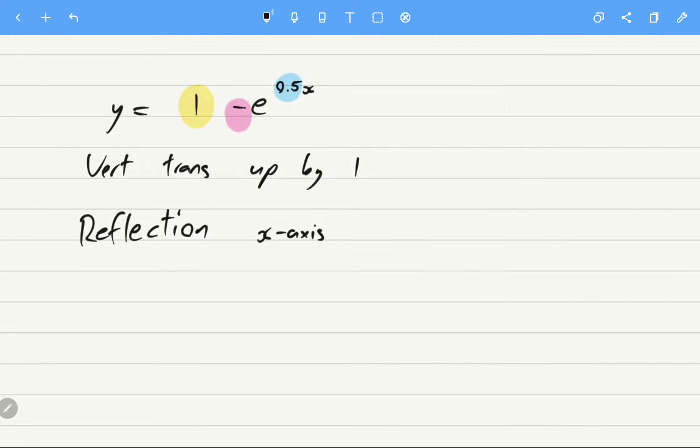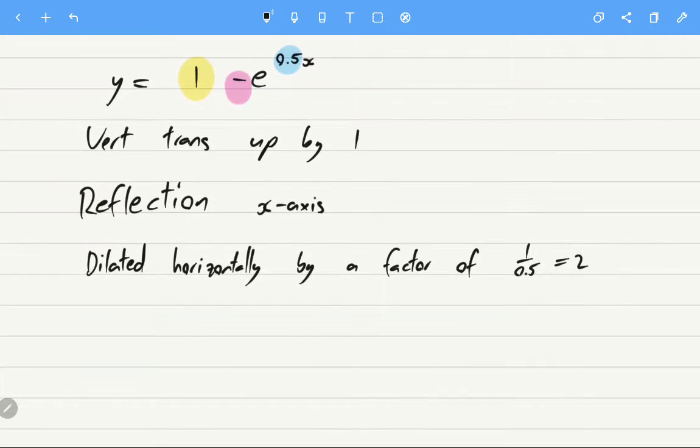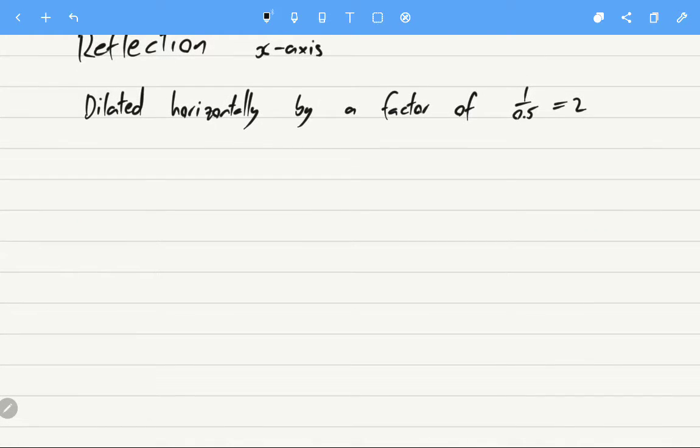Alrighty, so reflection on the x-axis, and then the third thing is we've been dilated horizontally by a factor of 1 on 0.5, which is actually equal to 2. So a few reasons you can think about that, but 1 over 0.5 is 2, so it's actually being dilated by a factor of 2, which means stretched out in the x direction. So let's do these 3 transformations.